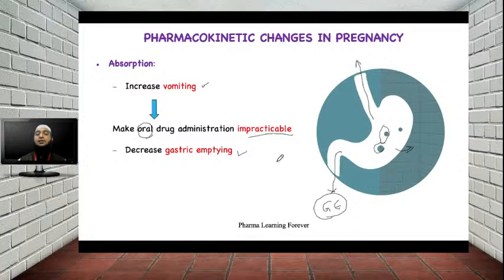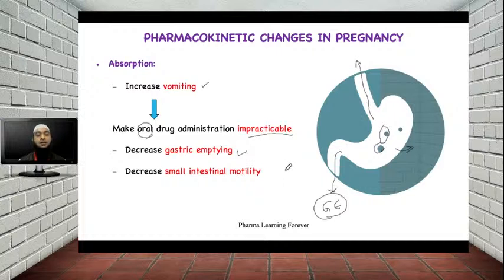What it means is that the drug you have consumed, if the mother is not suffering from vomiting, remains for more time in the stomach. And if its site of absorption is the small intestine, then it won't be absorbed into the systemic circulation on time, so there is a delay in absorption of such a drug. So a decrease in gastric emptying also leads to delay in absorption of the drug given through the oral route.